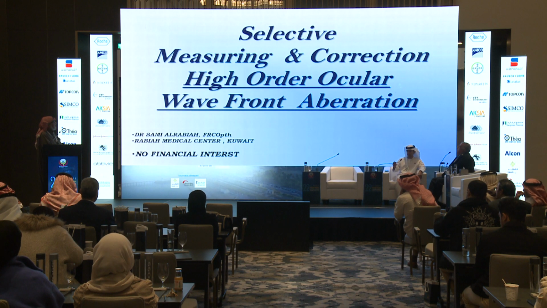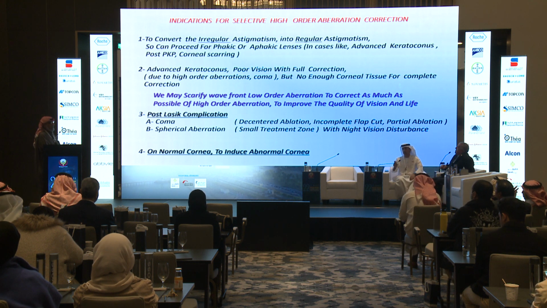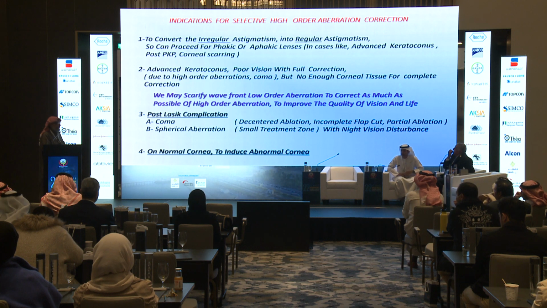Bismillah ar-Rahman ar-Rahim. It is selective measuring and correcting the high order wavefront aberration. Why do we do that? Sometimes you have cases like high irregular astigmatism in keratoconus, and the patient has high myopia and high astigmatism, but it is irregular. If you are planning to put an ICL, the patient will never get 20/20, exactly like with glasses, because there is something which is not correctable by glasses or ICL, which is the high order aberration.